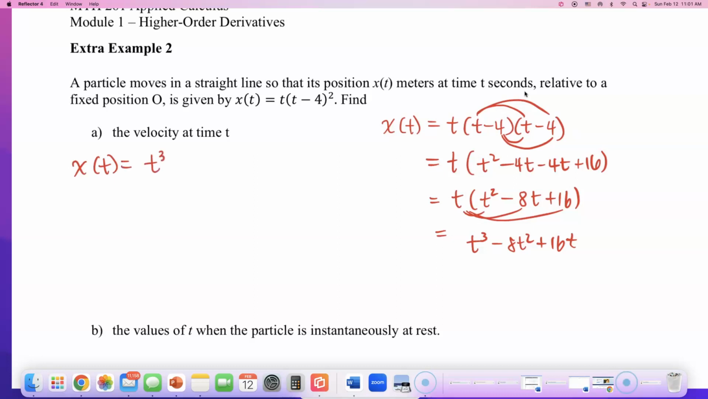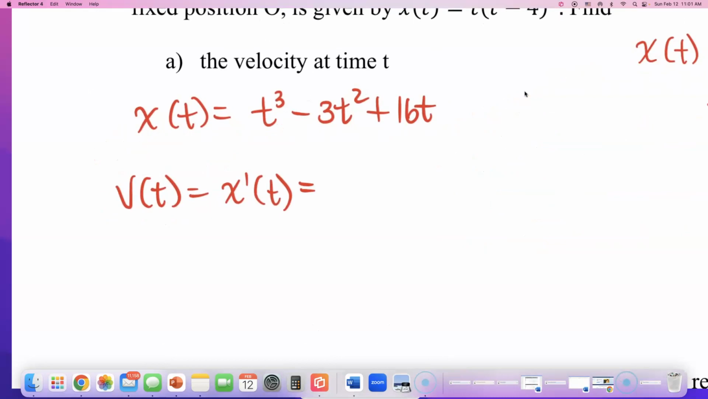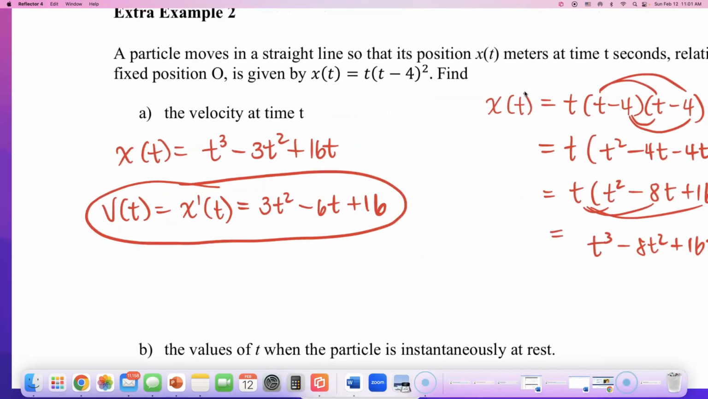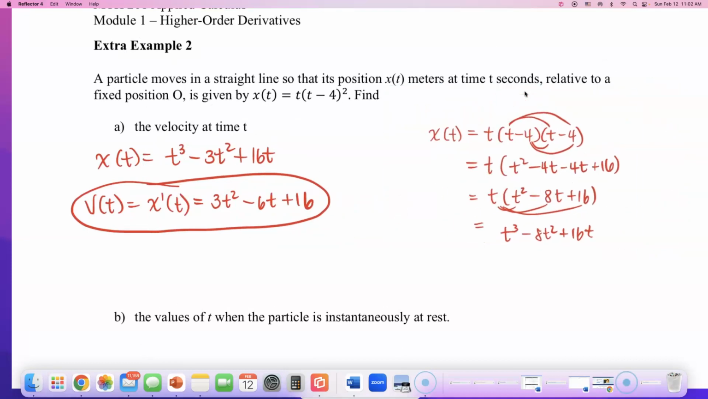And why would I do that? I don't want to use the product rule. I will just take the derivative of this, and that will be the velocity function. So let's take the derivative of the line above. The first term will be 3t squared, the next term will be minus 16t... the next term will be 6t, and lastly plus 16. So I just wanted to show you that you do not have to work with the product rule and chain rule if you want to just do some algebra manipulation to rewrite your function in a standard form, okay?